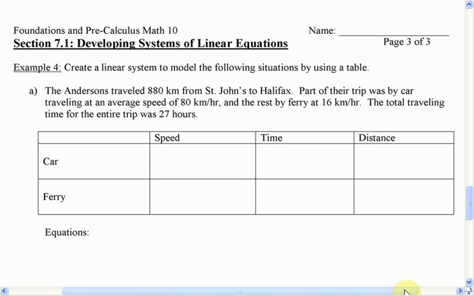How many of you are taking science right now? Yes. What's the relationship between distance, speed, and time? It's not that hard, but what do you have? Distance equals velocity, or speed, times time.